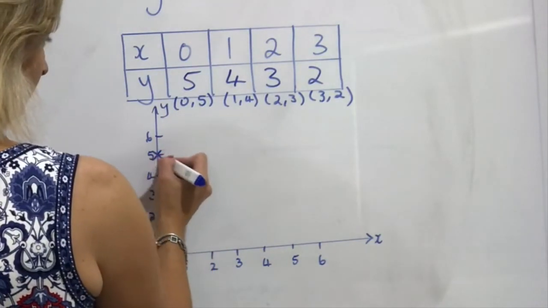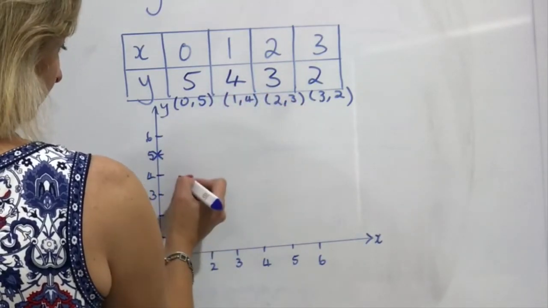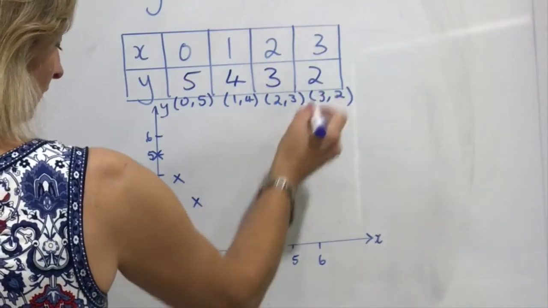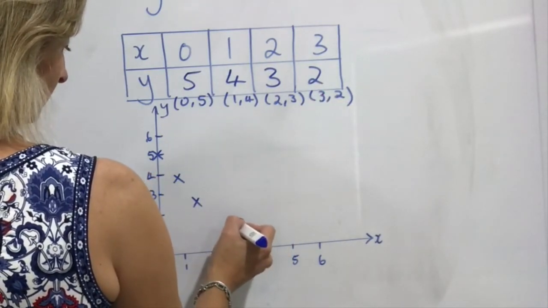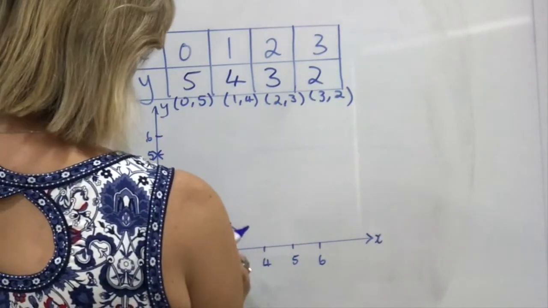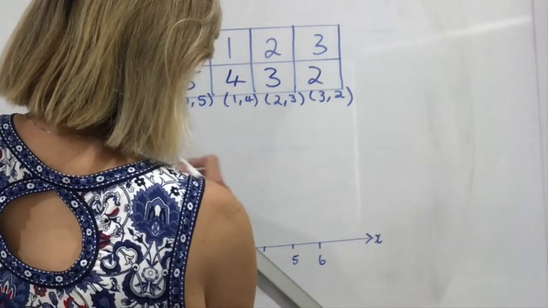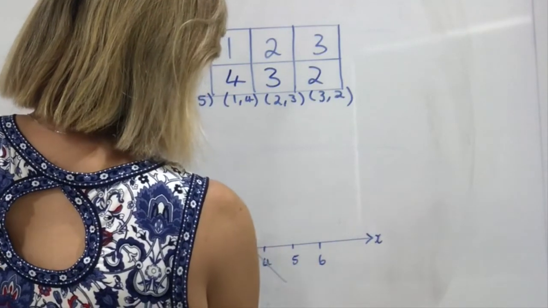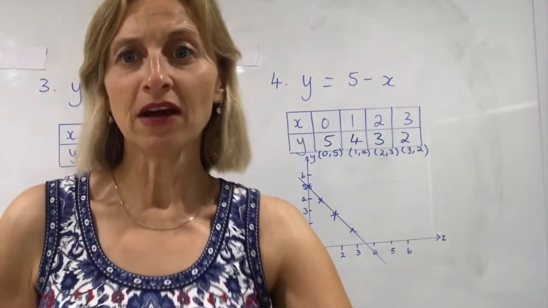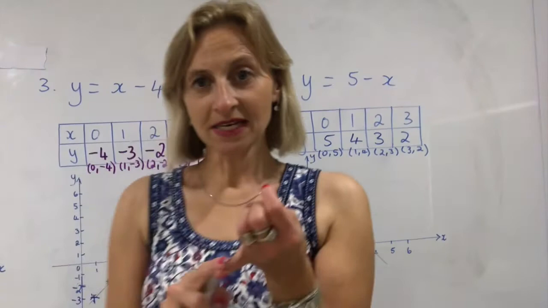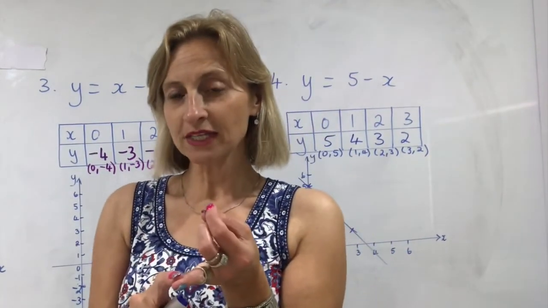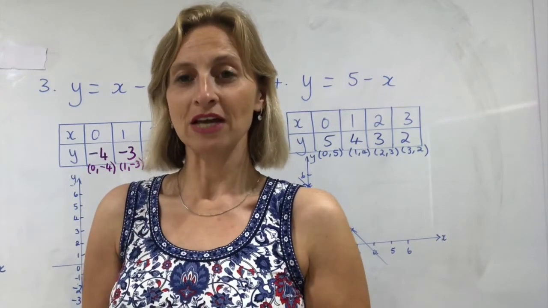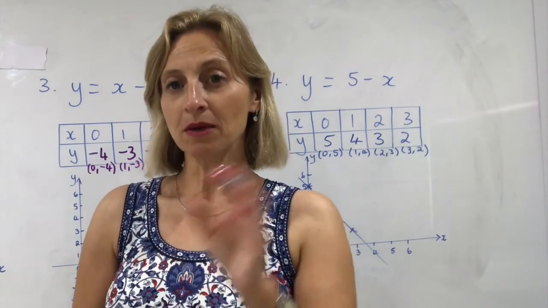0, 5, 1, 4, 2, 3, and 3, 2. And hopefully they make a nice straight line. So we now know how to make a table of values, fill in the values on our table of values, plot the points, and draw the linear relationship or the straight line that joins the x and y together.